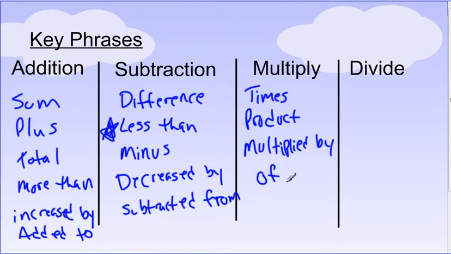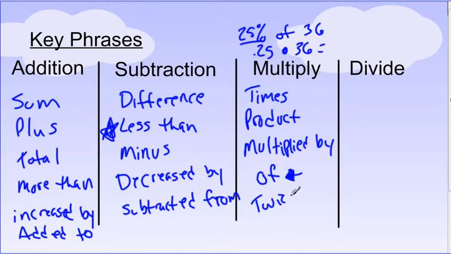of. That's one word that you guys probably don't have. The word of in math almost always means multiply. If I said 25% of 36, you're going to change this guy to a decimal, multiply by 36, and that gives you your answer. So of means multiply. And also words like twice. If you do something twice, you're doing it 2 times.